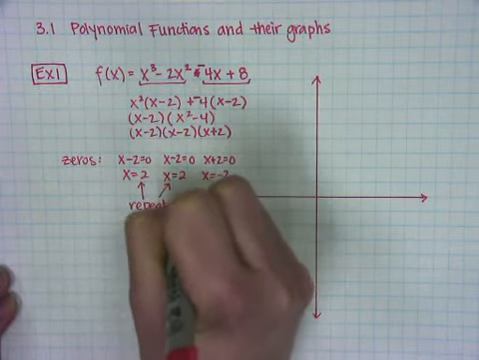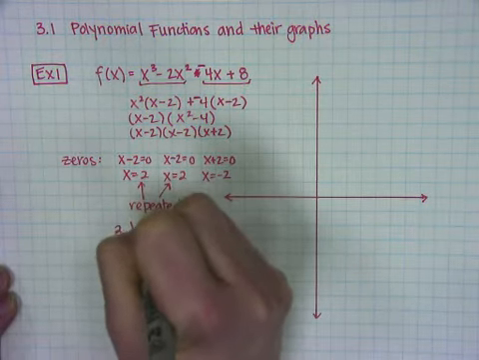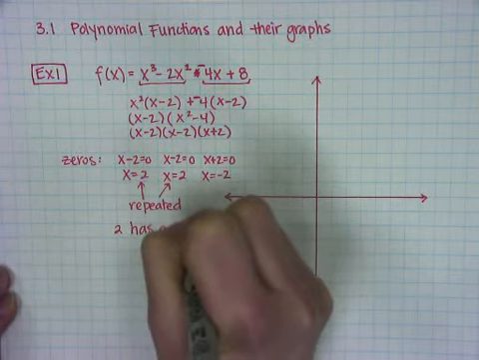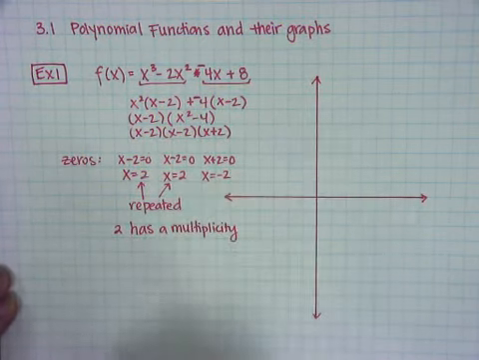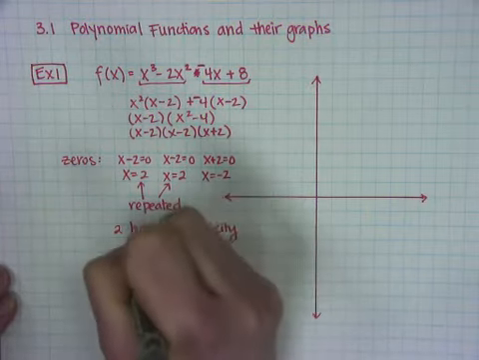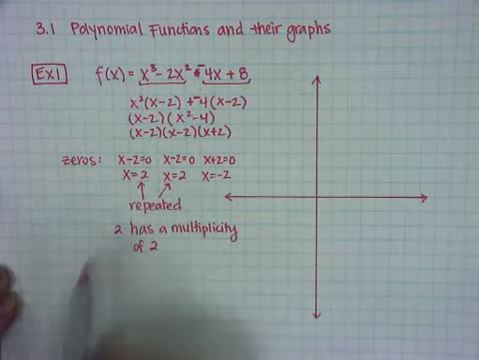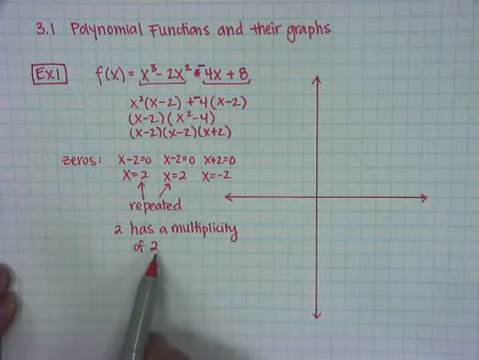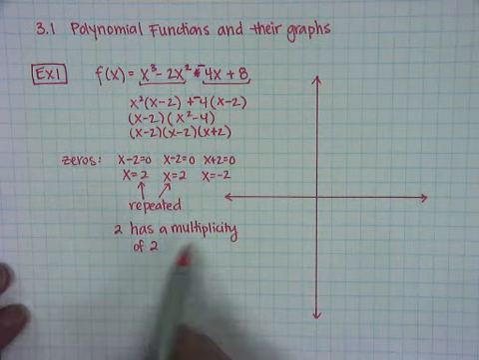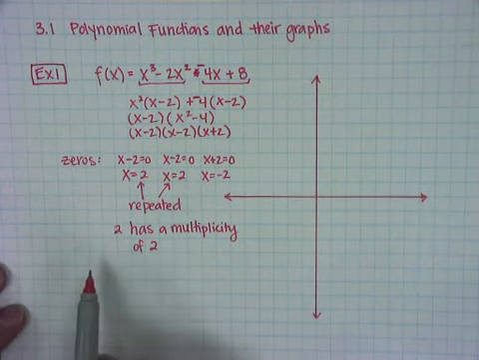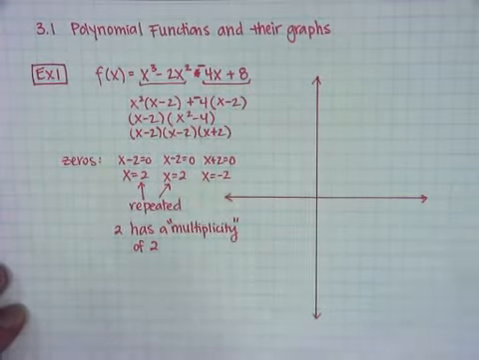and if a 0 is repeated, we say that 2 has a multiplicity, which means it occurs multiple times, of 2. If it was repeated 3 times, we would say 2 has a multiplicity of 3. If it was repeated 6 times, it has a multiplicity of 6. So it's how many times it's multiplied, or how many times it's repeated. Okay? So this is a new vocabulary word that you may or may not have seen before.